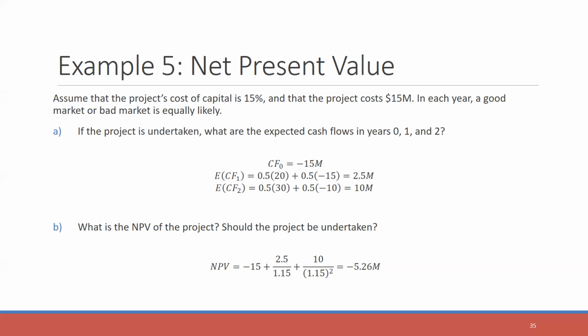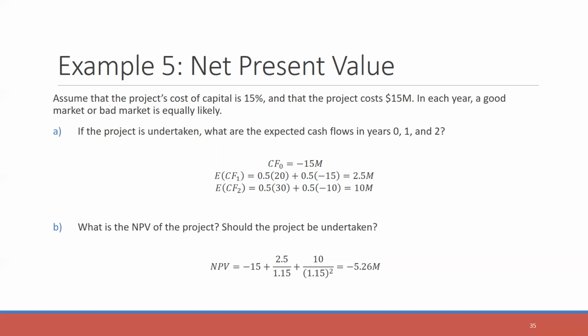So half the time it's going to be 20 million, half the time it's going to be negative 15. Cool. We take the average, which equals 2.5 million. What about in year 2? In year 2, again, equally likely states of the world. If it's good, it's 30 million. If it's bad, it's negative 10. We take the average across those states of the world. The last thing I'll emphasize is that our expectation is an average. We still don't know what state of the world we're going to wake up in in year 1 or year 2. So we're taking an average.